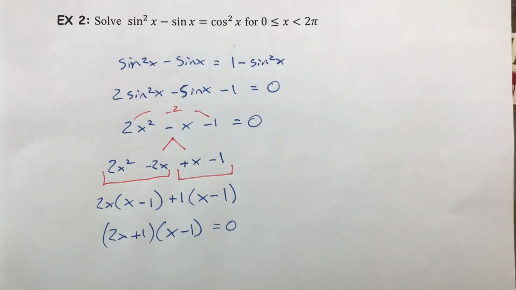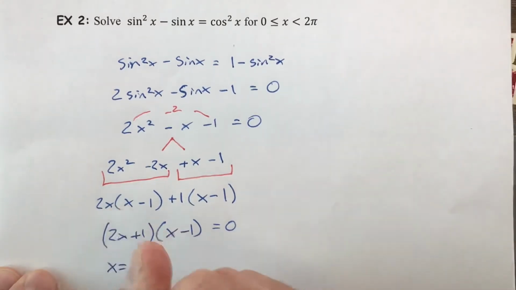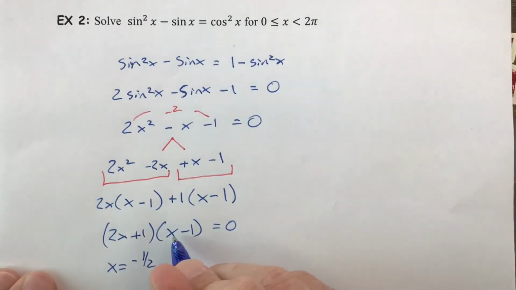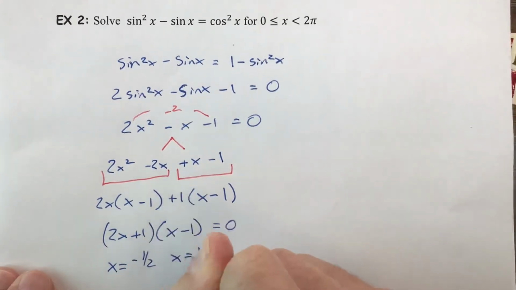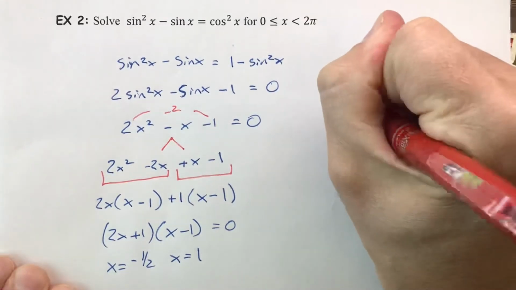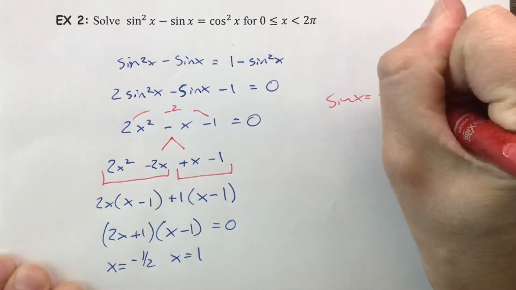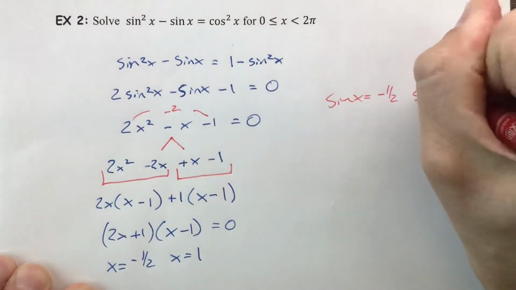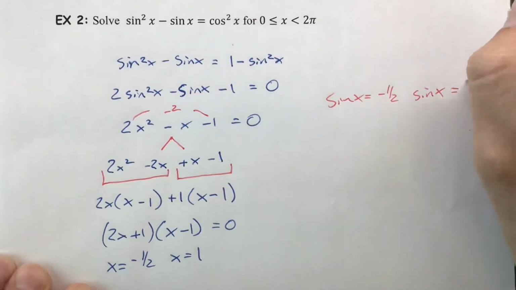All right. And then you can set each of these equal to 0 and figure out what would work, right? The answer to this one would be that x is equal to negative 1/2. The answer here would be x is equal to 1. All right, but remember, x is not x. X is actually the sine of x. All right, so the sine of x can equal negative 1/2, or the sine of x can equal 1.